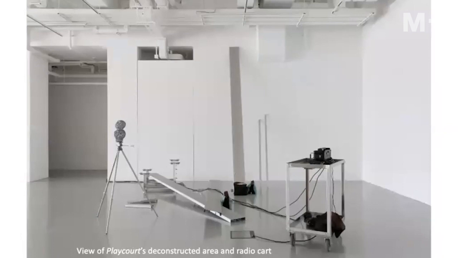In the previous view and this view, you can see the deconstructed bleachers that were present in Venice in the courtyard, and a radio cart receiving amateur radio transmissions that are picked up in the vicinity of the site. Also on the left-hand side, you see a 3D printed head on top of a tripod, which is a new sculpture that Shirley made for the Hong Kong presentation, entitled Triple Heads. Here, the radio cart is also a new addition to the Hong Kong presentation.